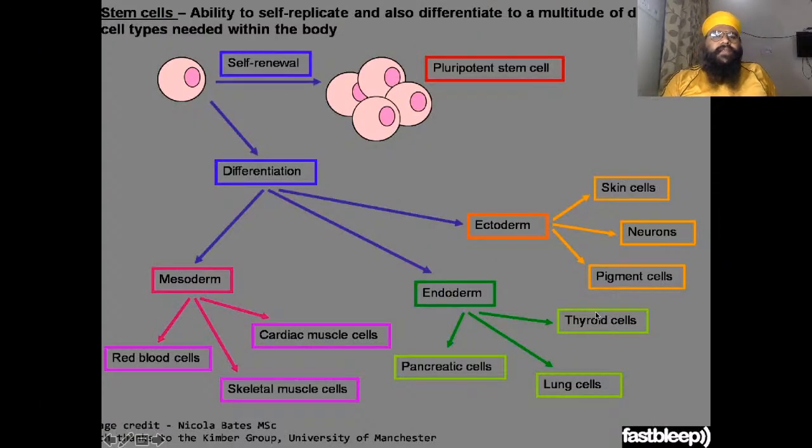The same thing. They are self-renewal cells, pluripotent stem cells, and they could differentiate into mesoderm, endoderm, and ectoderm. The mesoderm could make RBCs, skeletal muscle cells, and cardiac muscle cells. Endoderm could make pancreatic cells, lung cells, and thyroid cells. And ectoderm includes your pigment cells, neurons, and skin cells.